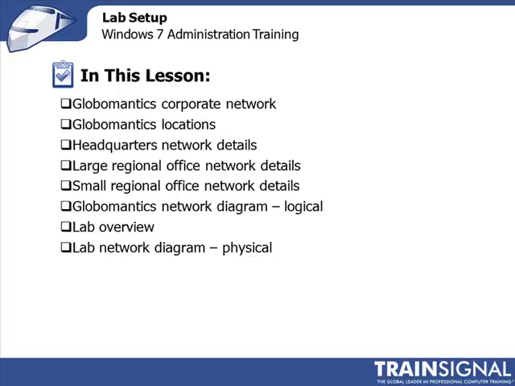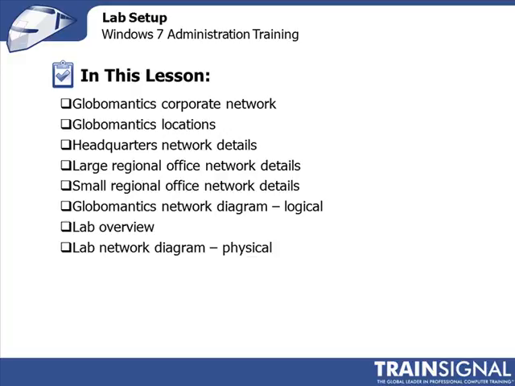You'll get a look in this lesson at the locations that are in use by GlobalMantix, and then we're going to drill down to three specific locations: headquarters, a single large regional office, and a single small regional office. And you're going to get a look at the network details for each of those locations. GlobalMantix has selected a large and small regional office to act as a pilot for a Windows 7 deployment. So we've chosen two for a lab in this course that we'll also focus on.